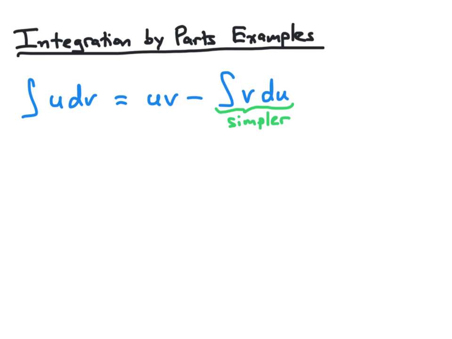The first step in using integration by parts is to break up our integrand into a product of two terms, which we'll call u and dv, in such a way that when we create du and v from those expressions and use the integration by parts formula, we end up with an integral that we're able to compute.